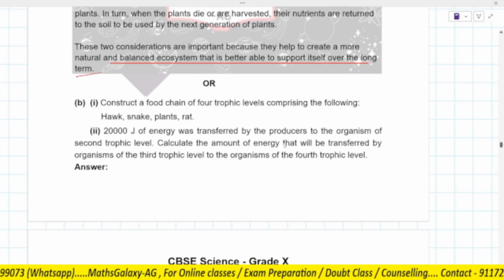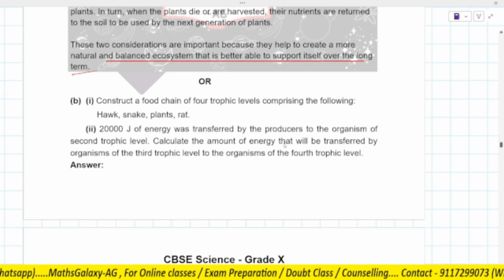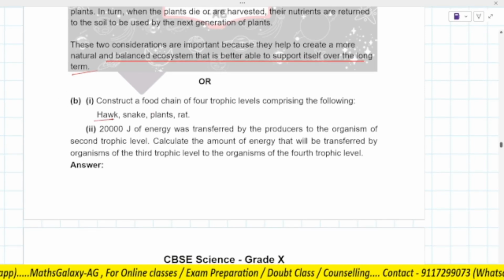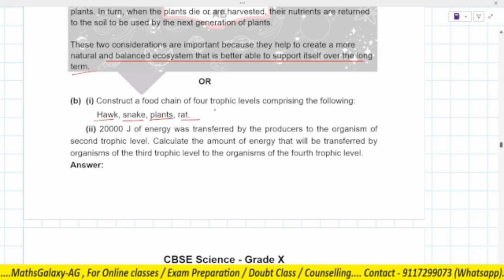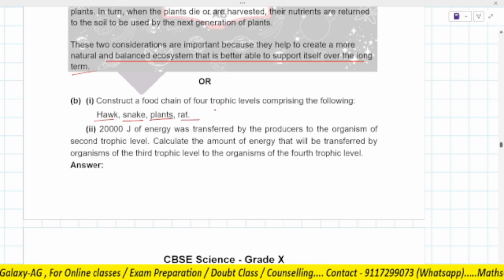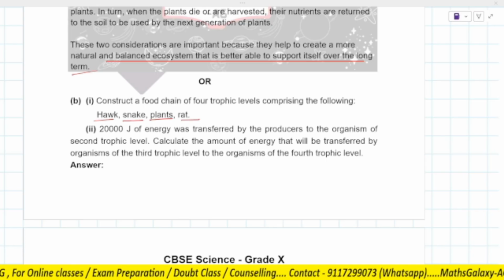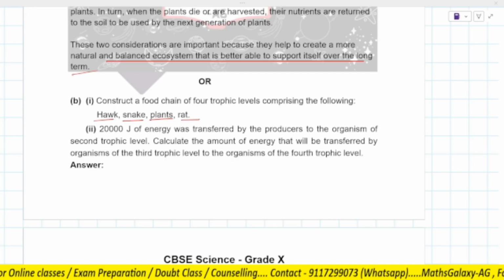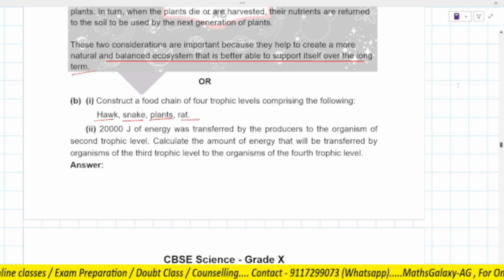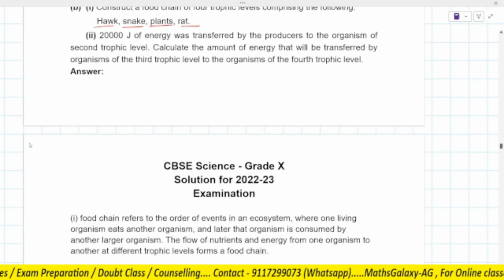Construct a food chain of four trophic levels comprising the following: hawk, snake, plant, rat. Can you construct the food chain? Plants, rat, snake, hawk. Very good. Okay, is there any explanation?